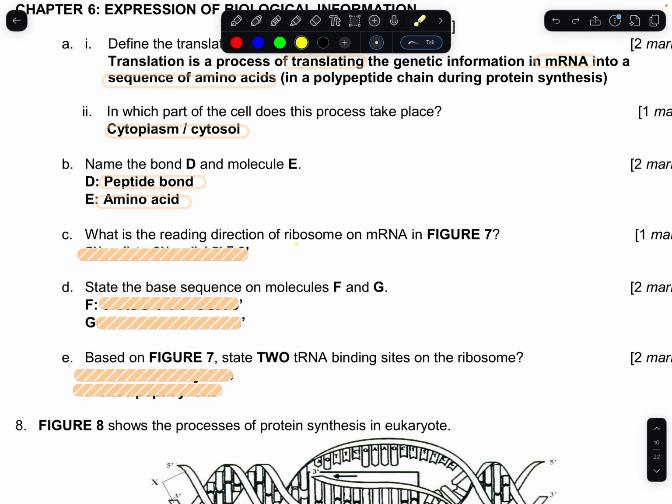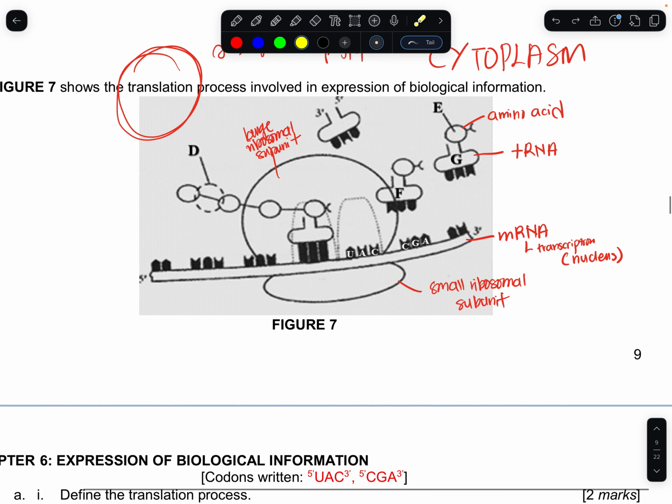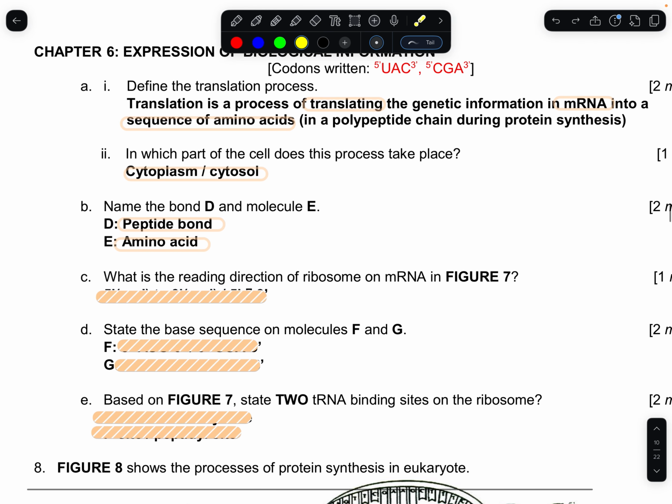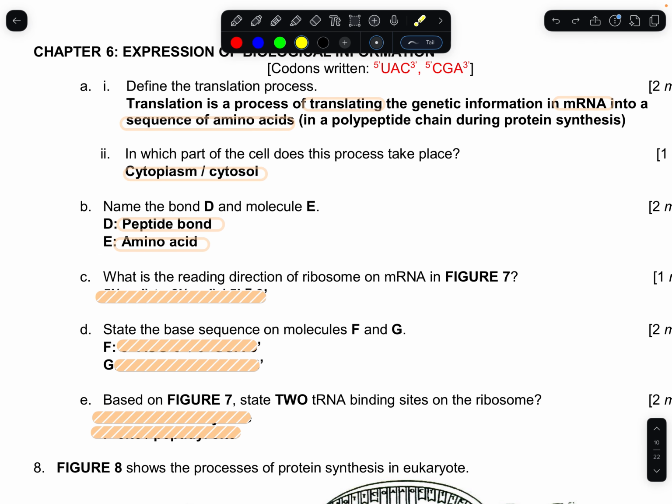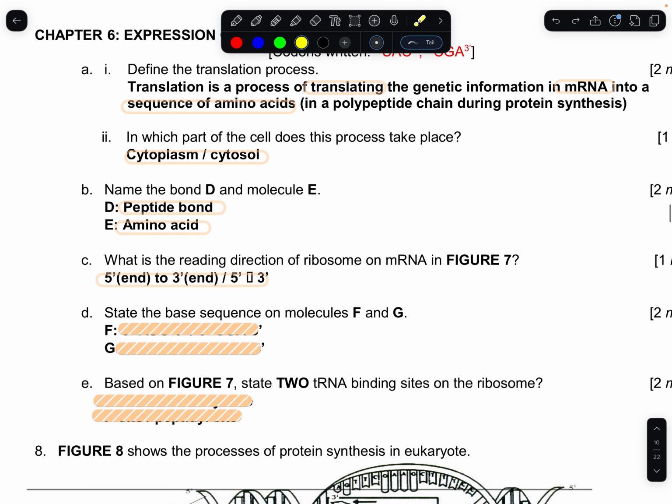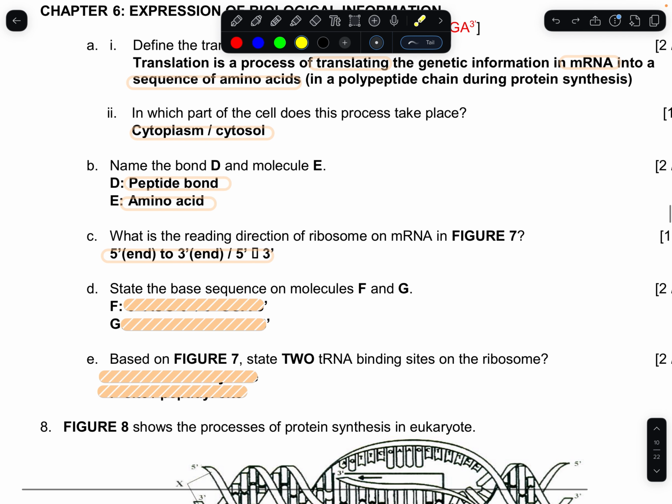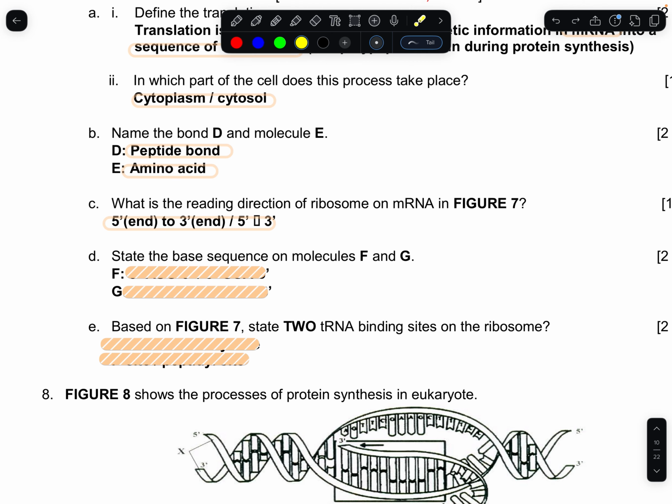C. What is the reading direction of ribosome on mRNA? So we know mRNA macam mana baca? Dia akan move one codon ahead, betul? To the right. So, it's from 5' to 3'. Easy. Dari DNA replication, transcription, translation. Sama. Apa yang berbeza? Tiada. Okay? 5' to 3'. That's how you write down the answer lah.